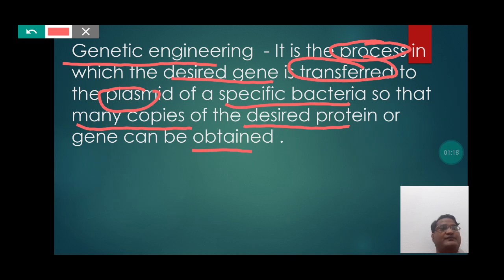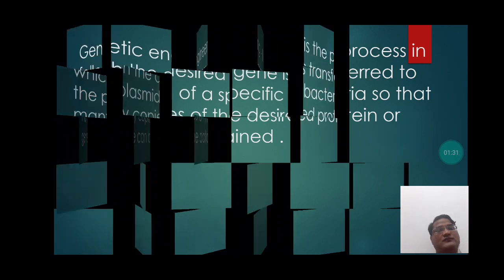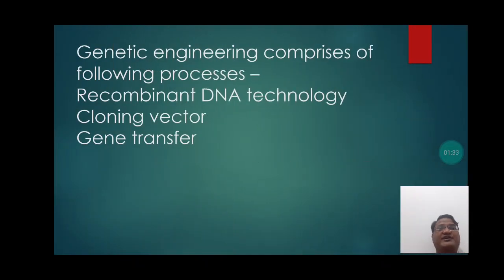So students, plasmid actually is the extra chromosomal material of a bacteria. Genetic engineering comprises of following processes: recombinant DNA technology, cloning vector, and gene transfer.